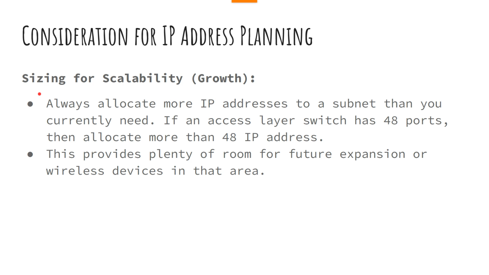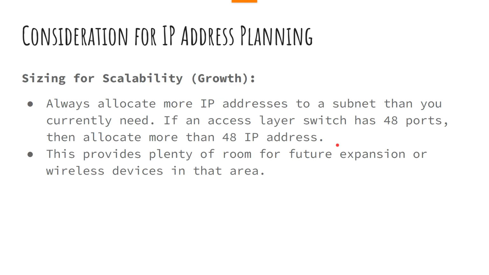The second thing is sizing for scalability or growth. This is another important thing. Always allocate more IP addresses to the subnet than you currently need. So, if an access layer switch has 48 ports, then allocate more than 48 IP addresses.